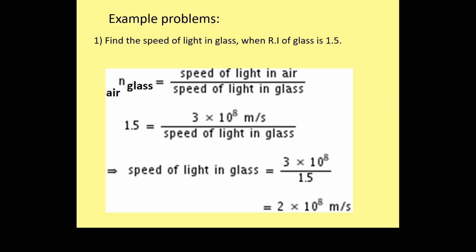Here is a numerical example of the equation that is being used. Here the refractive index of glass is 1.5, and we know that the speed of light in air is 3 into 10 power 8 meters per second. Then taking the subject as the speed of light in glass, because here glass is the medium, we will get the value as 2 into 10 power 8 meters per second.